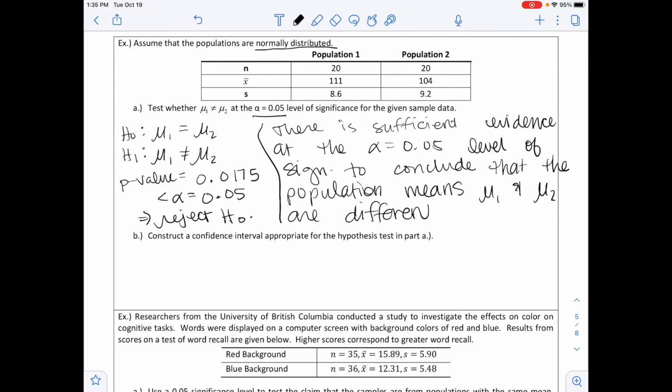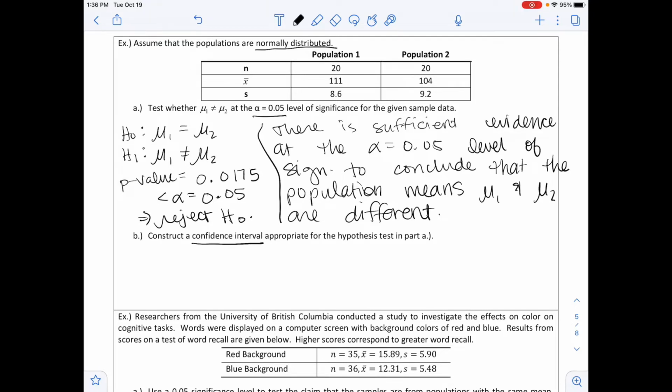So again, remember, you always write about, because you're testing H1, your null is assumed true unless we have enough evidence to not support it. So there is sufficient evidence at the alpha equals 0.05 level of significance to conclude that the population means mu1 and mu2 are different. Part B now says to construct a confidence interval appropriate for this hypothesis test in part A.